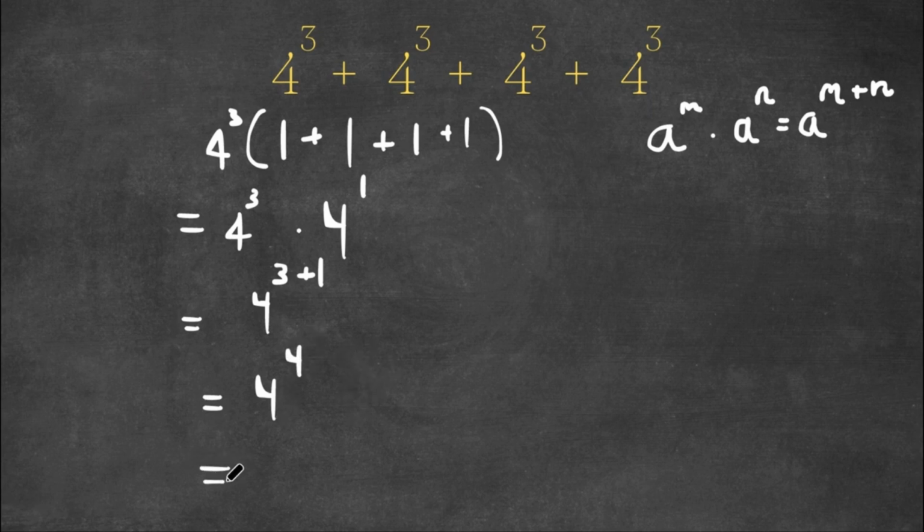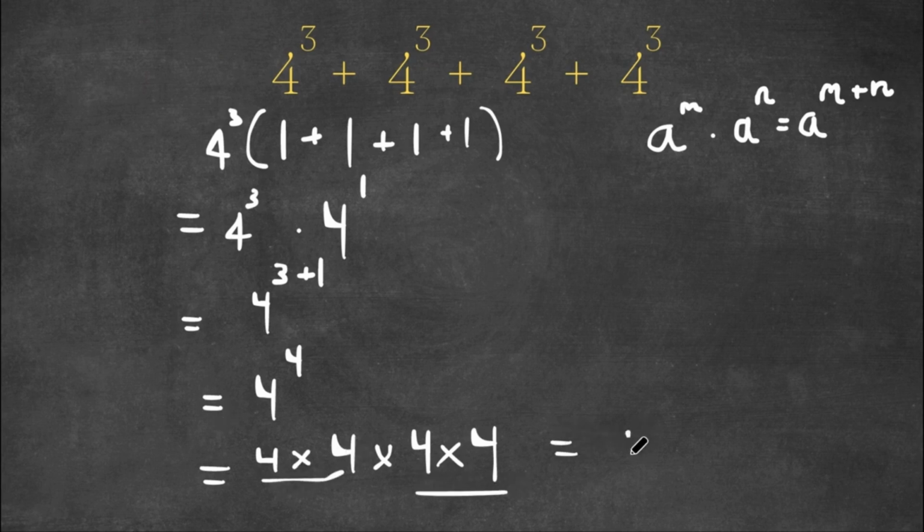Now 4 to the power of 4 is the same thing as 4 times 4 times 4 times 4. So it's 4 times itself 4 times. Now 4 times 4 is 16. So this would equal, we have 16 here and 16 here. So 16 times 16, which is equal to 256. So this is our answer.